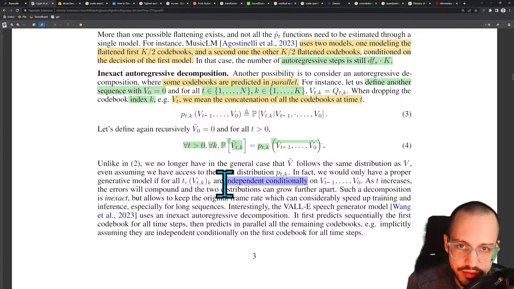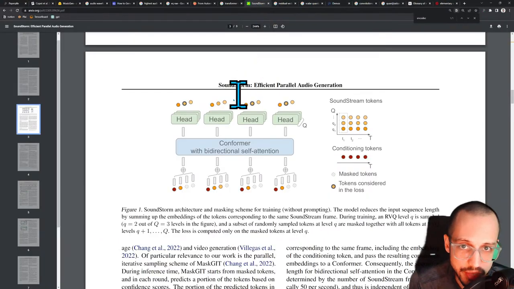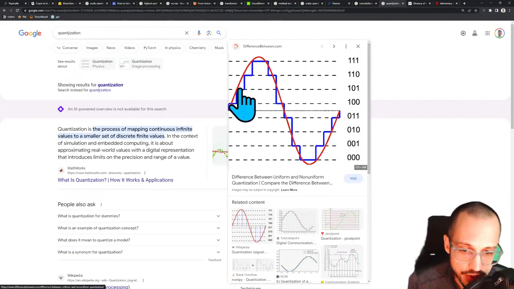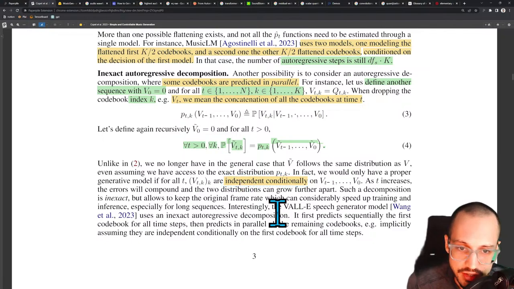Okay, so I think the key difference here is that the different levels of quantization are dependent on each other. They're not independent, right? Because of the way the quantization is done, the second level of quantization is the quantization of the residual of the first level, so it is very dependent on the first level. So I think that's the problem here. As t increases, the errors will compound and the two distributions can grow further apart. Such a decomposition is inexact, but allows to keep the original frame rate, which can considerably speed up training and inference, especially for long sequences.